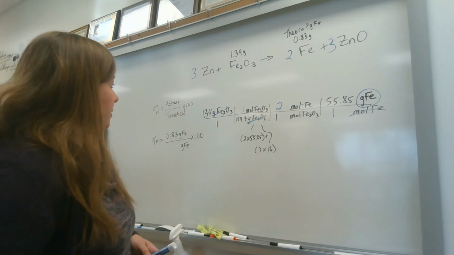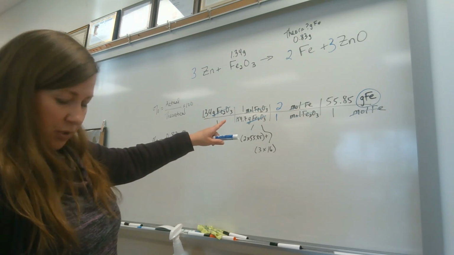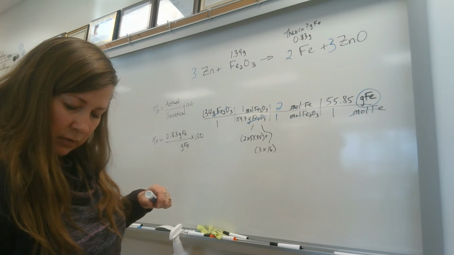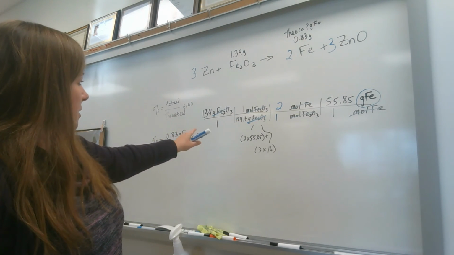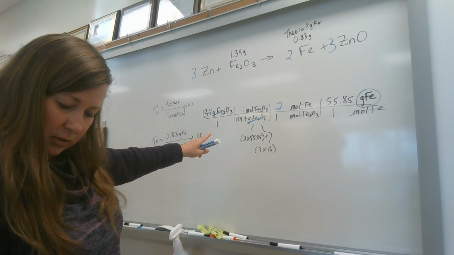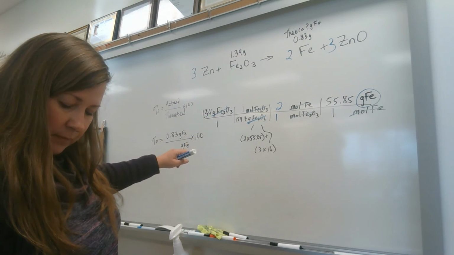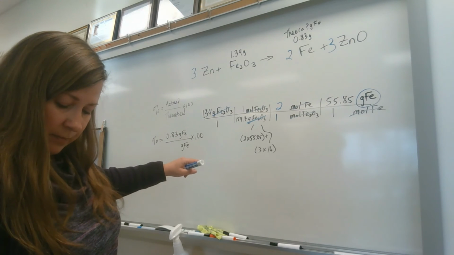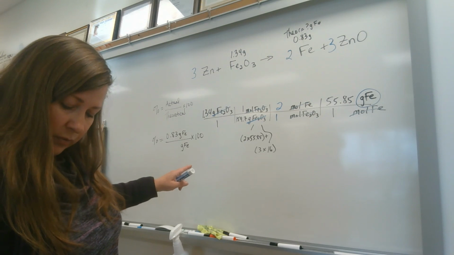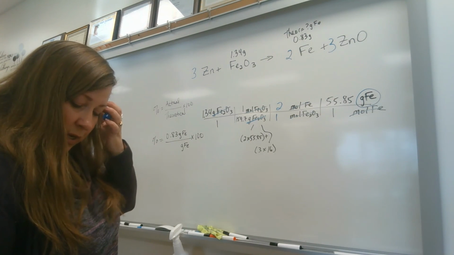So now we're going to do our math here. 1.34 times 2 times 55.85 divided by 1 times 1 times 1 times 159.7. I think I might have miscalculated that. Let's try that again. Got a huge number. Divided by 159.7, that makes more sense. So I got 1.07.